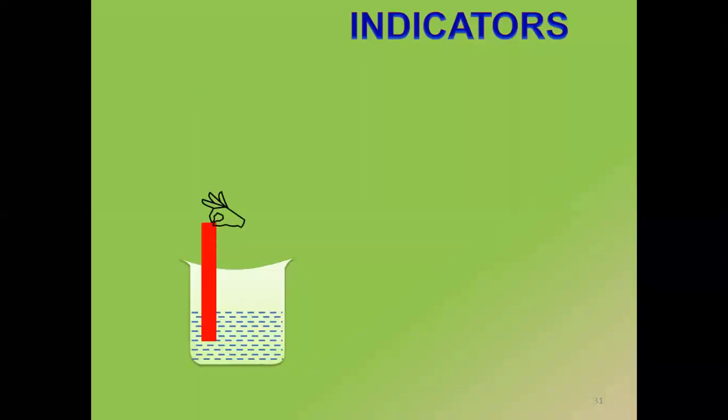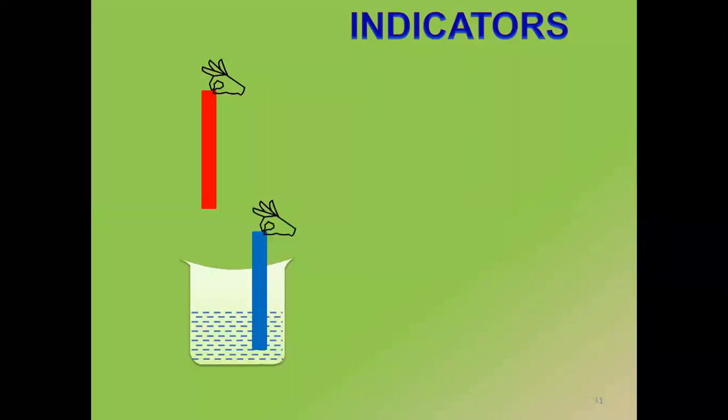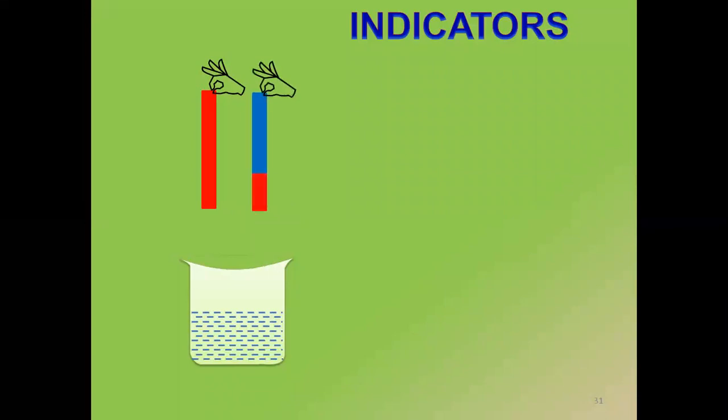Yes, very good. Red litmus paper, is there any color change? No. Now I'm going to use a blue litmus paper. In blue litmus paper, is there any color change? Yes. When blue turns red means what? What is the solution standing for? Acid. Very good. The solution stands for acid. When blue turns red, we call the solution as acid.